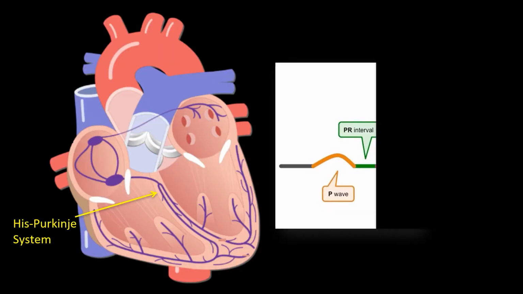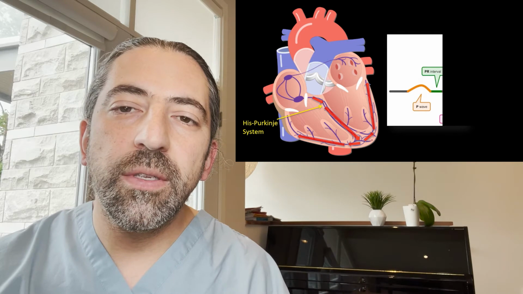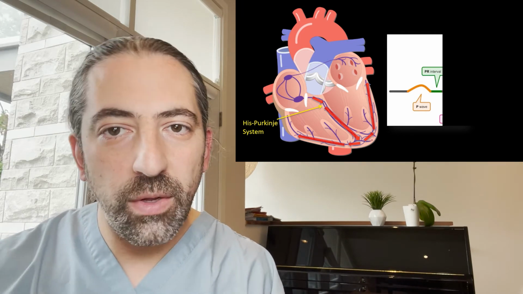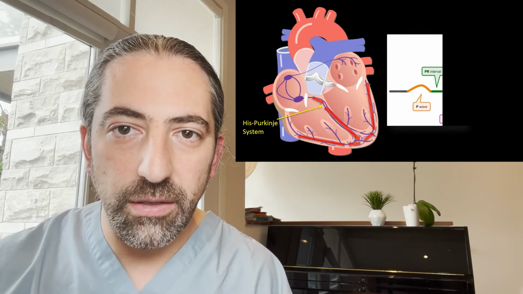Following this delay, the electrical impulse travels and depolarizes specialized electrical cells called the His-Purkinje system. The His-Purkinje system will then lead to the bundle branches, the left bundle and the right bundle branches. These bundle branches will propagate electrical signals throughout the His-Purkinje system of the ventricles, and then the electrical signal will be received by the myocardium or the muscle of the left ventricles.